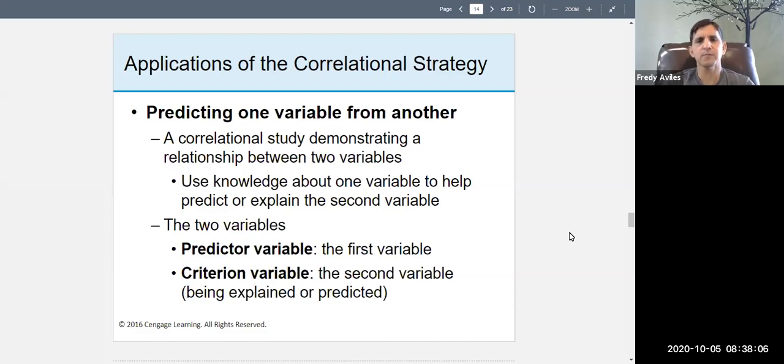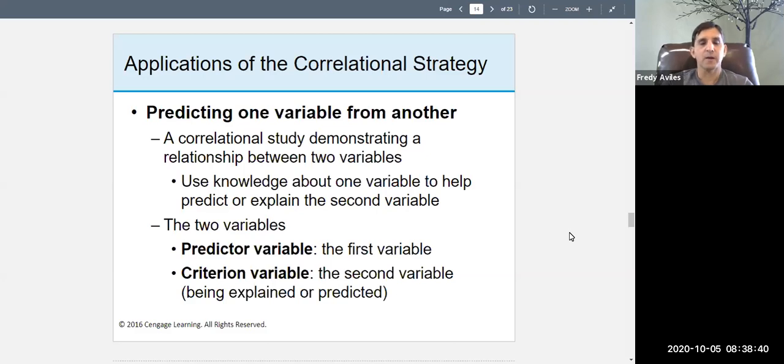So you can predict one variable from another. A correlational study demonstrating a relationship between two variables can be used to predict one variable from another. You can use the knowledge about one variable to help you predict or explain the second variable. So if you know the correlation between the variables, you can predict one variable from another.